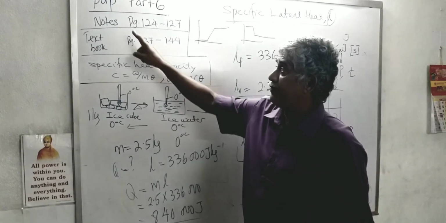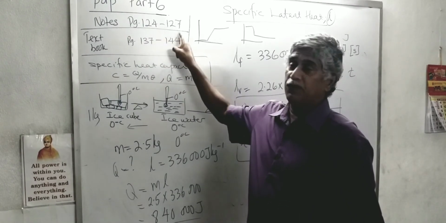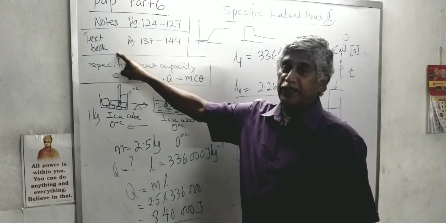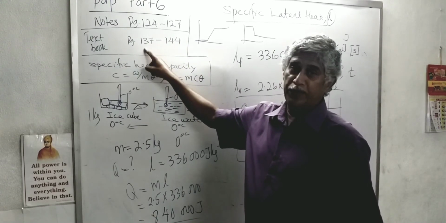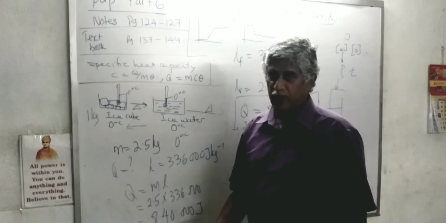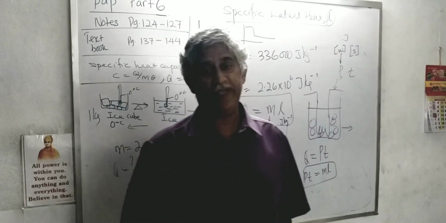For your reference, if you are using the printed notes, it is page 124 to 127. If you are using the textbook, I am referring from page 137 to 144. There they have discussed how to determine specific heat capacity and all that.